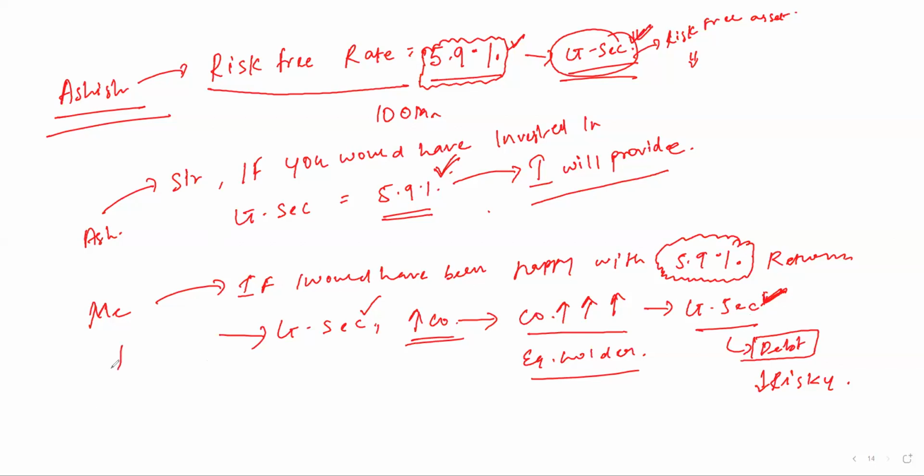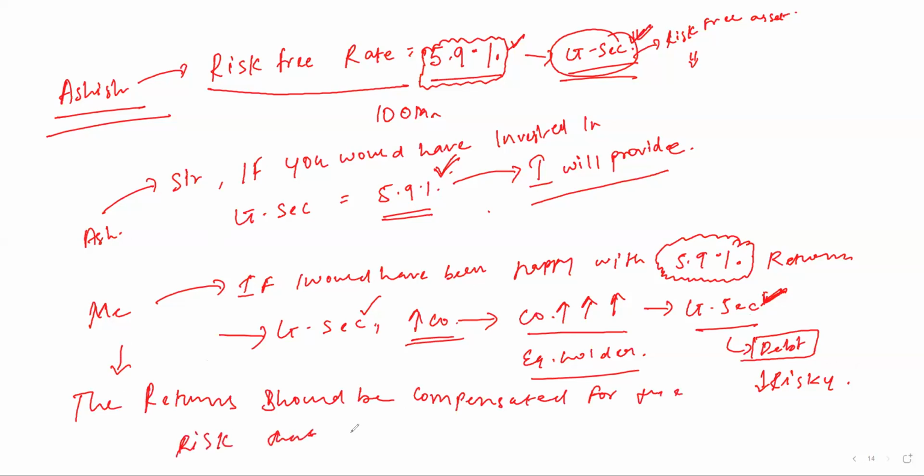The returns, what I am saying to Ashish is, the returns should be compensated for the risk that I am assuming. Am I correct in this? Is my stance correct? Shall we move ahead if you have understood everything till now?